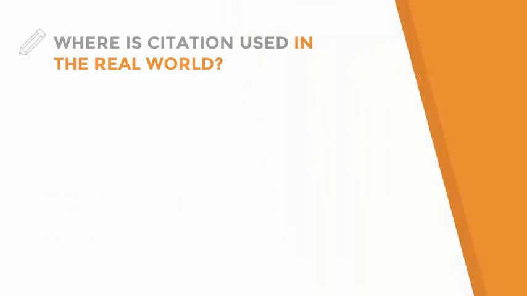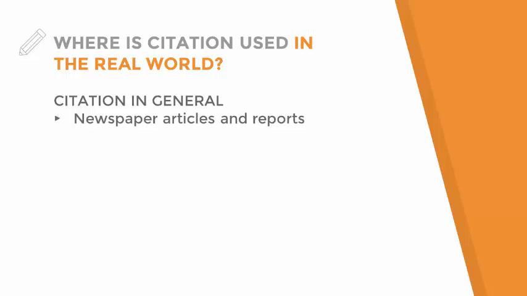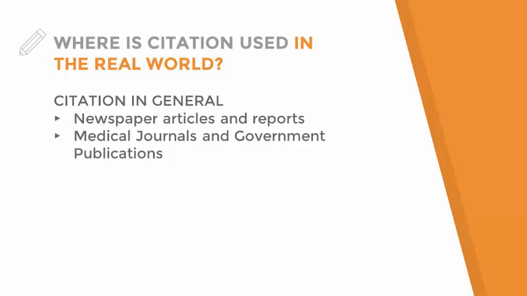So let's talk about this. Where is citation used in the real world? Well, citation in general might be used in things like newspaper articles and reports, or medical journals and government publications. Take a look at this video for some examples of where citation is used in the real world.